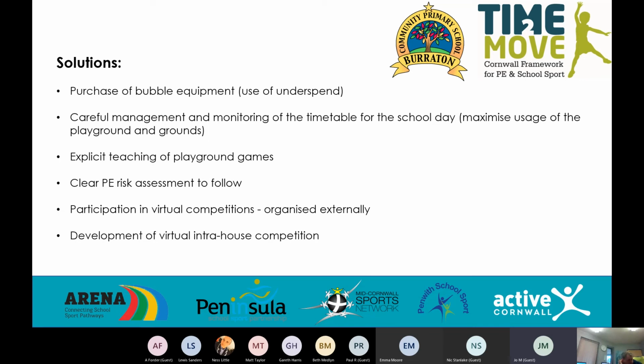And finally, another solution, we've developed our intra-house competitions a little bit differently to how we would have done pre-COVID. So what I've asked for at the moment is that my staff, bearing in mind we're a large school, at the end of each PE unit, so assuming staff are delivering 2 PE units a half term, at the end of each half term's unit, they will have an intra-house competition.